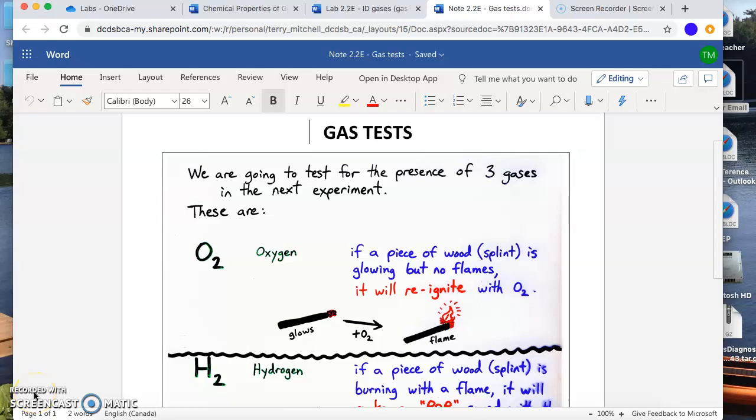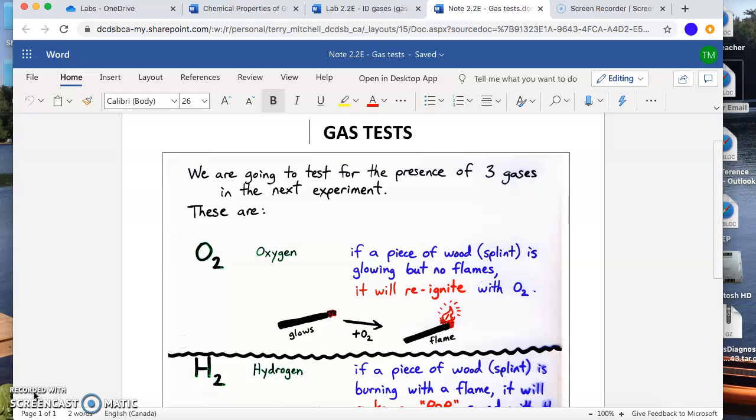All right, today we're going to look at gas tests. When a chemical reaction takes place, we have some look-fors, and one of our 5 look-fors, of course, is bubbles. Is it bubbling? And if it's bubbling, that tells us that a new gas is being created.